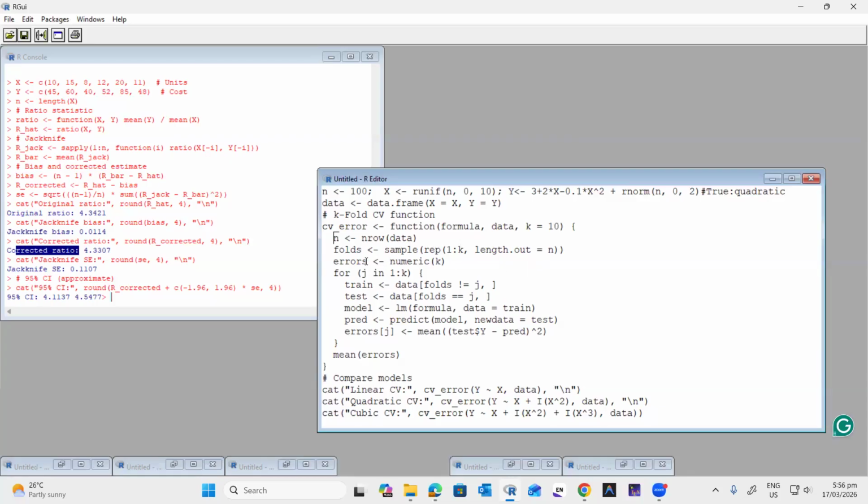After that, errors we are going to store in an empty numeric vector of size k. After that, we are going to apply the loop. In that one, we are going to introduce the train. In the train data, fold not equal to j means select the rows whose fold index is not equal to j as the training set. This uses logical indexing, and in the test we are going to use fold equal to j. We select the rows where the fold index is equal to j as the validation set. In the model we are going to use the linear model.